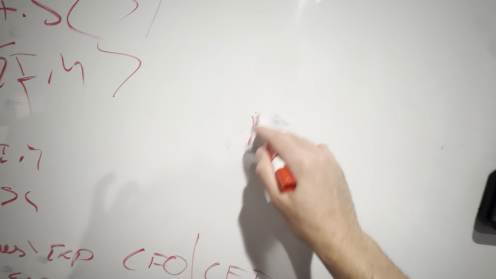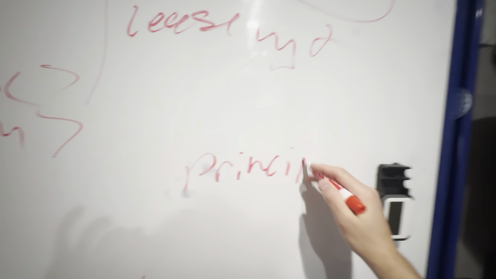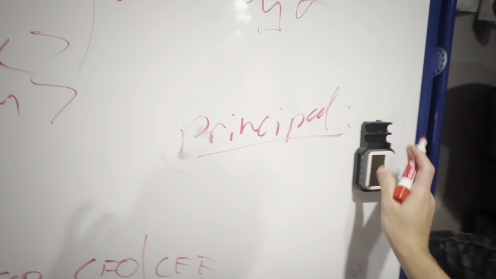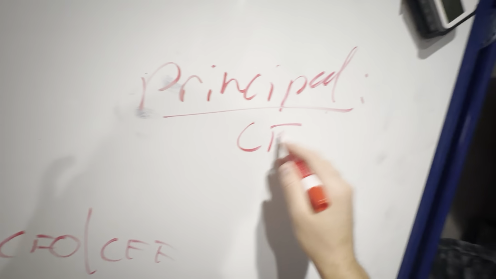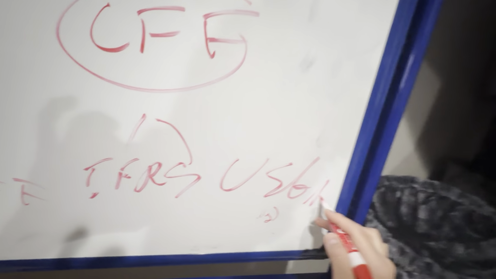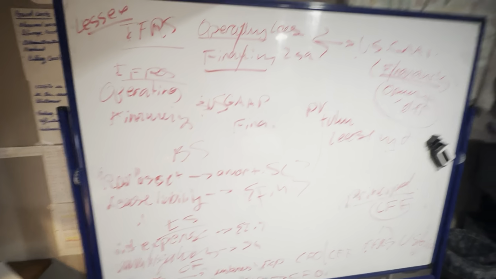So, that's accounting for the interest expense. What about the principal? Well, luckily, principal is pretty easy. It's just cash flow for financing under both IFRS and US GAAP. Cool? So that's how you do lessee financing leases.